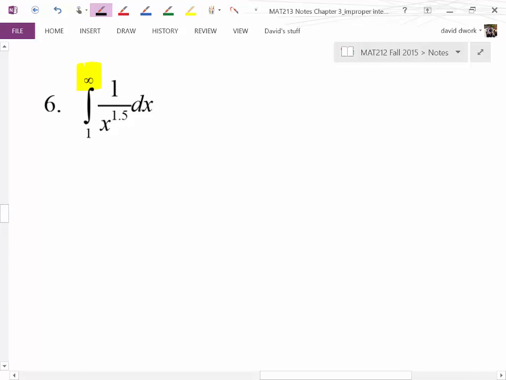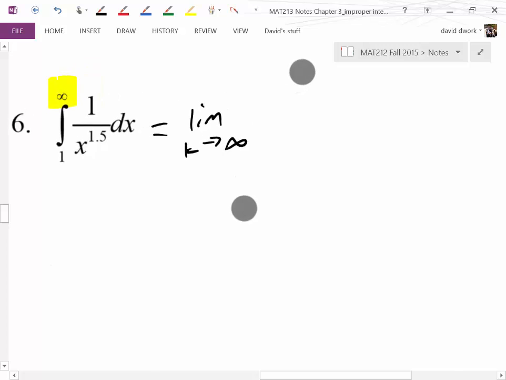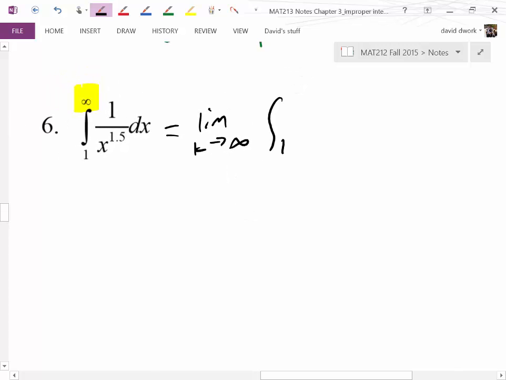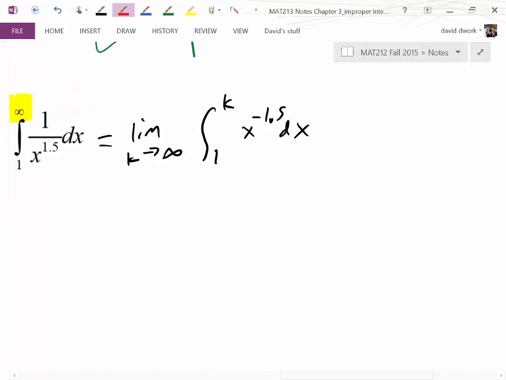So here we go with our little dance. We're going to go ahead and say we want the limit as k approaches infinity of the integral from 1 to k of 1 over x to the 1.5, and I'll go ahead and rewrite this as a negative exponent. This is x to the negative 1.5 dx. Okay, so now we can go ahead and integrate that.